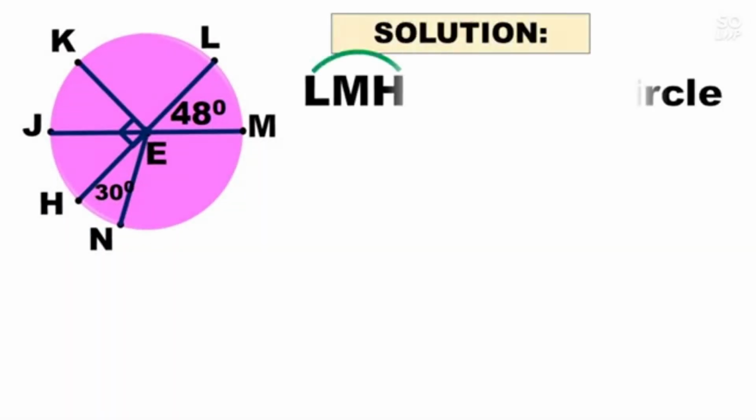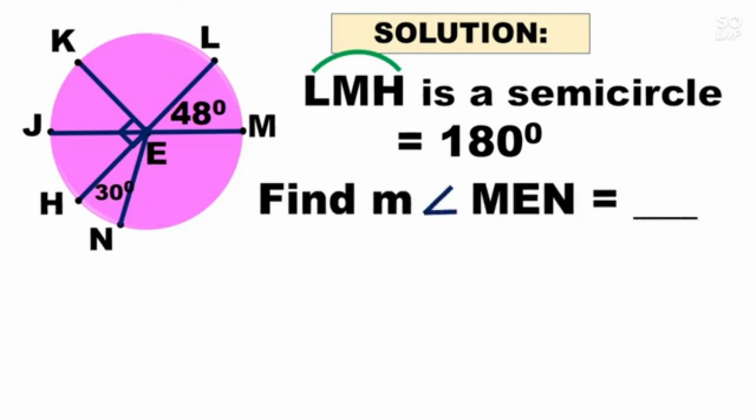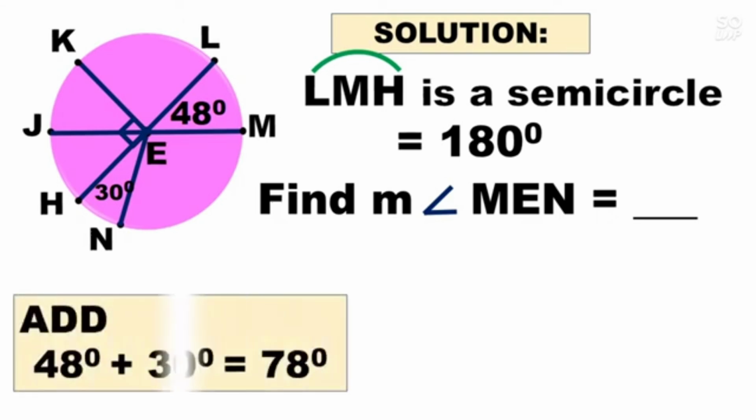Okay, solution. Arc LMH is a semicircle. Kapag semicircle, ibig sabihin, ang measure niyan is 180 degrees. Find the angle MEN. Okay, so ang gagawin natin para makuha natin yung angle MEN, i-add lang natin yung 48 degrees plus 30 degrees. Okay, yung angle LEM at angle HEN.